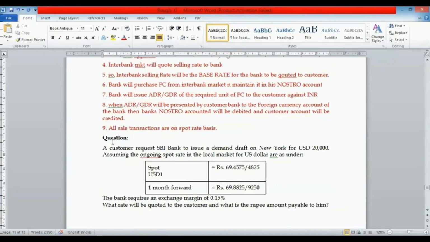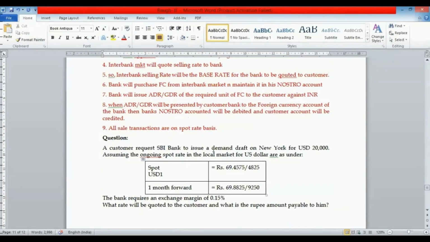But when the customer approaches the bank, then the bank has to provide the information. So what the bank is doing, bank is providing the selling and buying rate of the USD, as well as what will be the selling and buying rate of the USD after 1 month. Exchange margin has been shown, which will be charged by the bank, that is 0.15%. Now we have to calculate what is the rate that will be quoted to the customer along with the rupee amount payable by him.